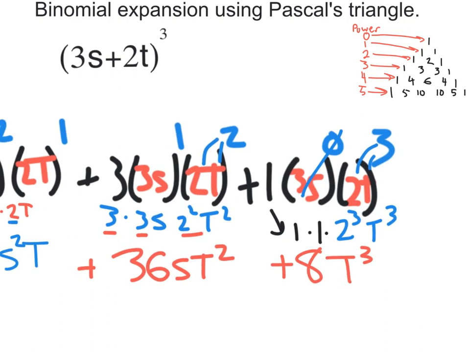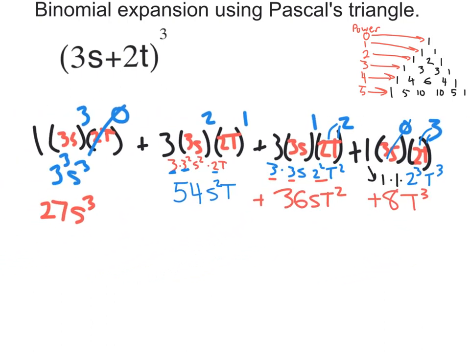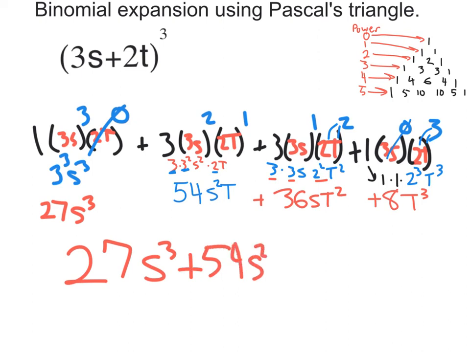So focusing in on all of our work that we just did, our final answer to that will be 27 s to the third plus 54 s squared t plus 36 s t squared plus 8t to the third.